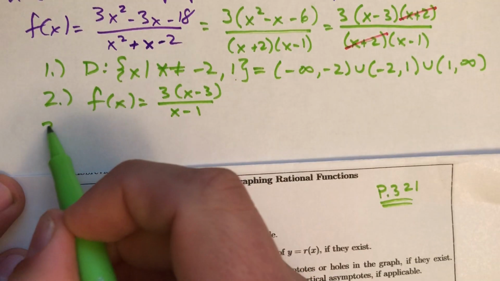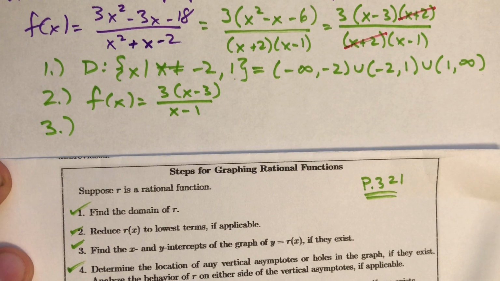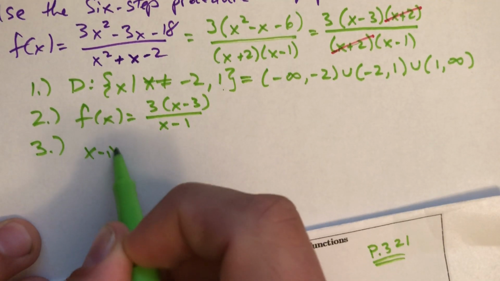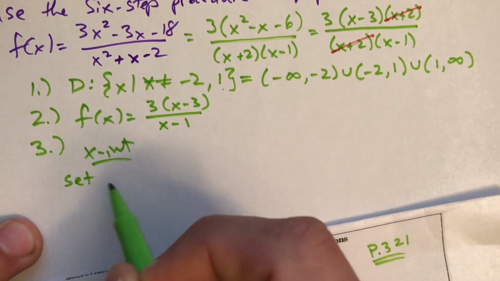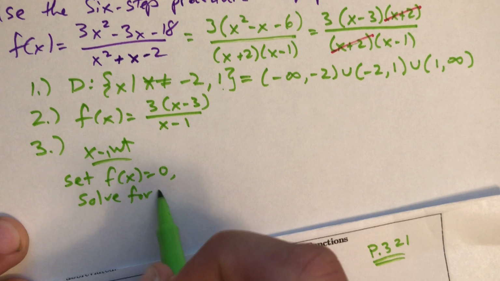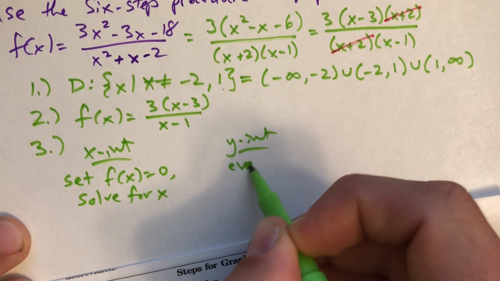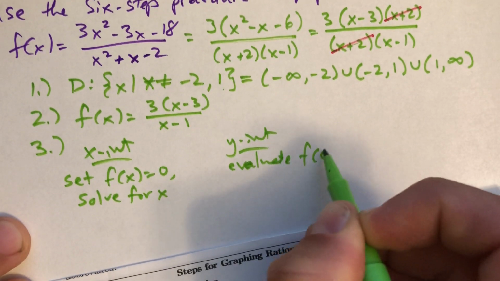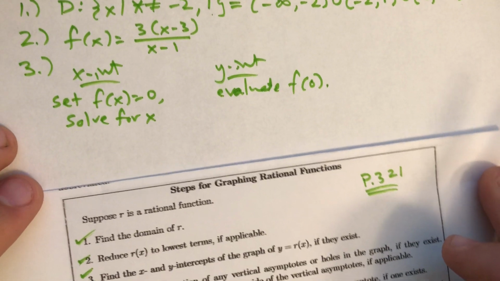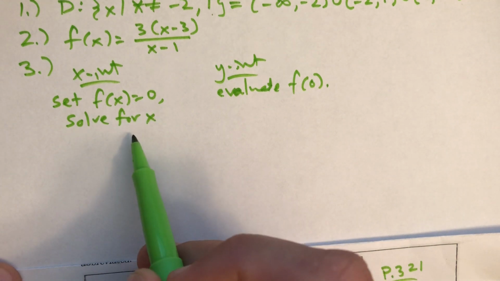Okay, so step 3, we want to find x and y intercepts of the graph if they exist. Okay, well we know how to do this too, right? X-intercepts, we're just going to set the function equal to 0, solve for x. And when we do y-intercepts, we always do the same thing. We're just going to evaluate f of 0. So this one's probably going to be the easier one, but we can do both of them. So set the function equals 0, solve for x.